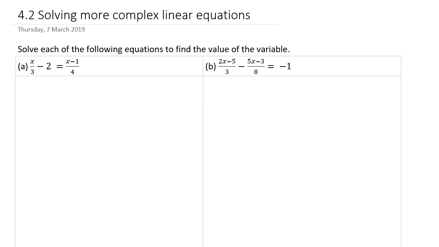Hello, future. Okay, solve each of the following equations to find the value of the variable. These are pretty similar to the previous questions that you were just working on on Wednesday. Just like it says, a bit more complex. So there's going to be a few more steps involved, but we will still get to the same eventual answer.